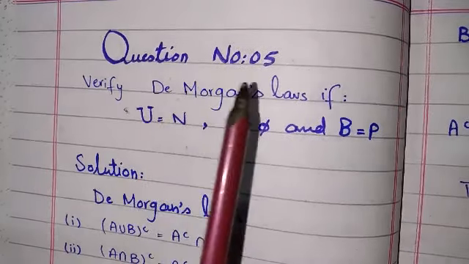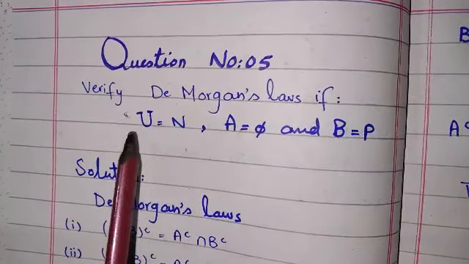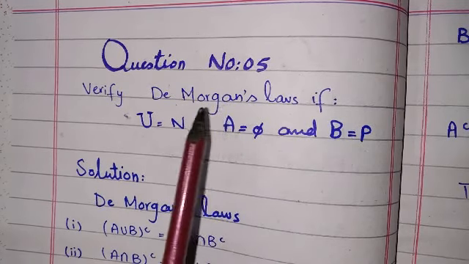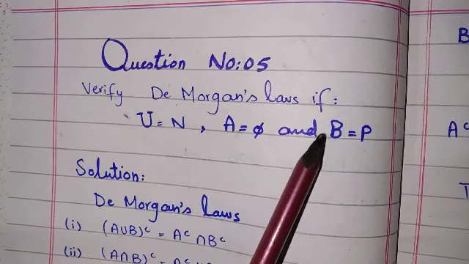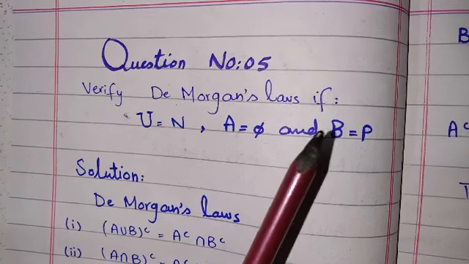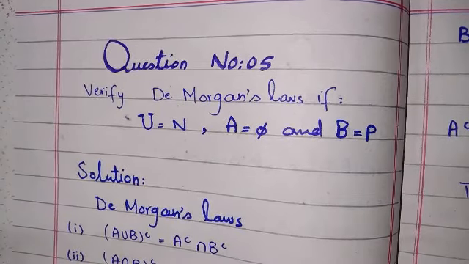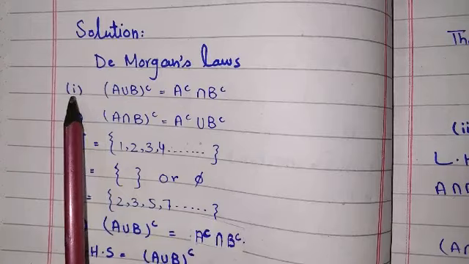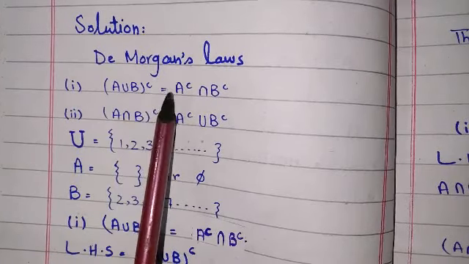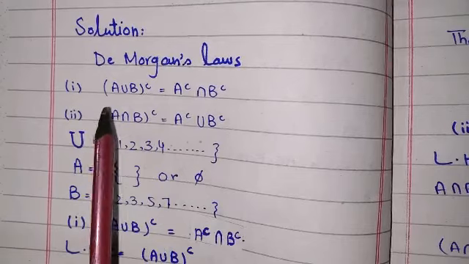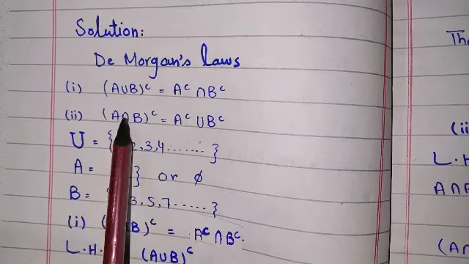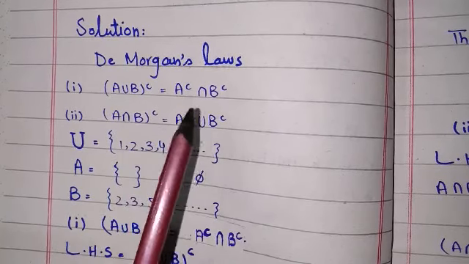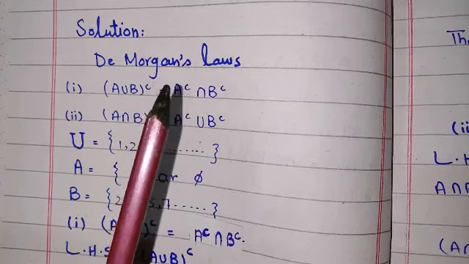Now students, here is our question number 5. Verify De Morgan's laws if the universal set is equal to natural numbers, A is equal to 5 and B is equal to P. It means we will write the sets first, then we will solve to verify De Morgan's law. As you recently learned, De Morgan's laws are, our first law is A union B whole complement is equal to A complement intersection B complement, and our second De Morgan's law is A intersection B whole complement is equal to A complement union B complement. Students, we will turn by turn verify these laws by using the given sets.